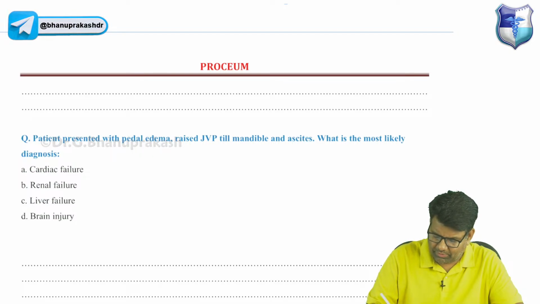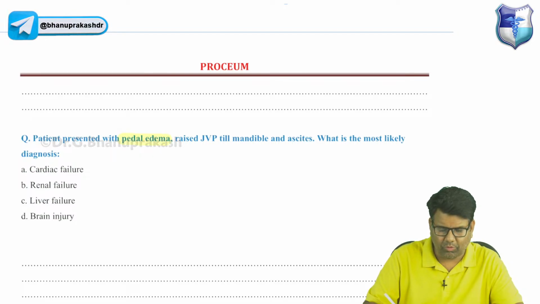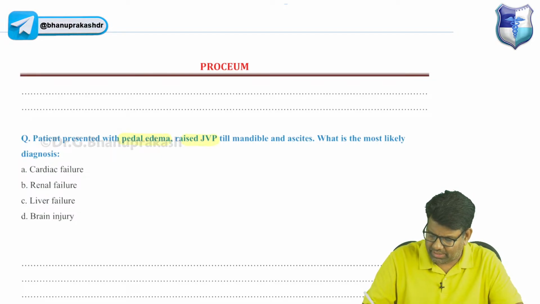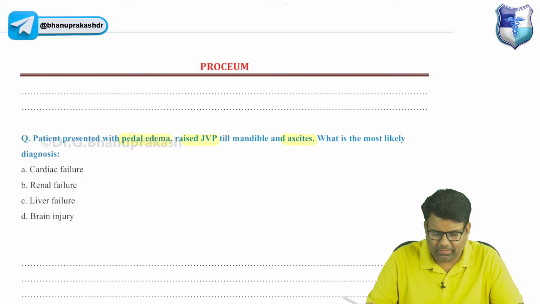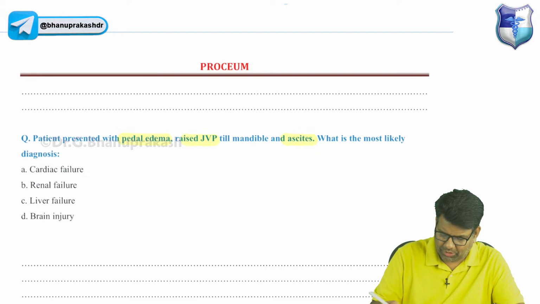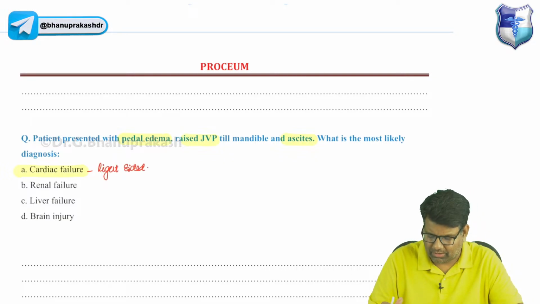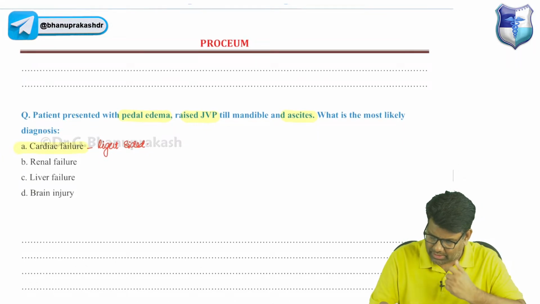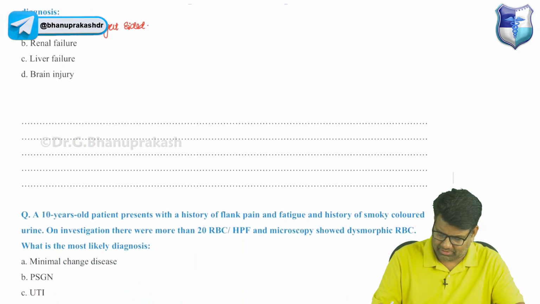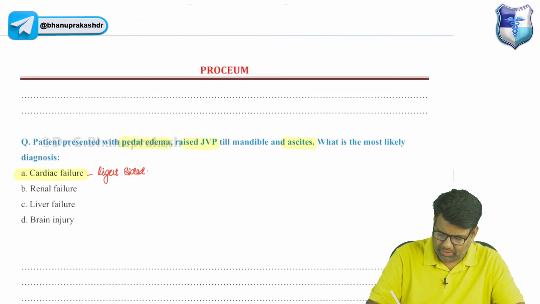A patient presented with pedal edema over the foot, CVP is raised, and there is ascites. What is the answer? It is actually right-sided heart failure. Clear. Raised CVP going up to the mandible.